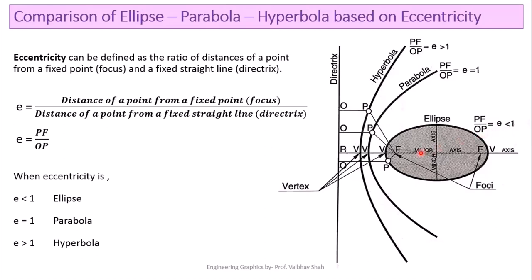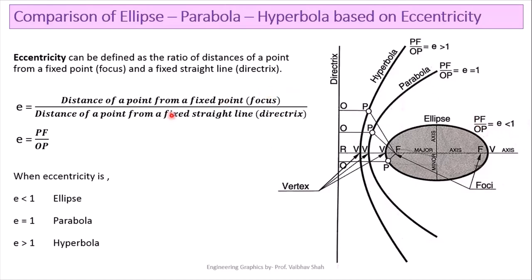So once again, for the ellipse, the distance of a point from a fixed point: this is your point and its distance from the fixed point is PF. We put this PF here, divided by the distance of the point from a fixed straight line. This is your fixed straight line, also known as your directrix, this vertical line. The distance of your point P from the fixed straight line is nothing but your OP distance. So let us divide this PF by OP. You will have this as your eccentricity E. And in the case of an ellipse, you will have eccentricity less than 1.